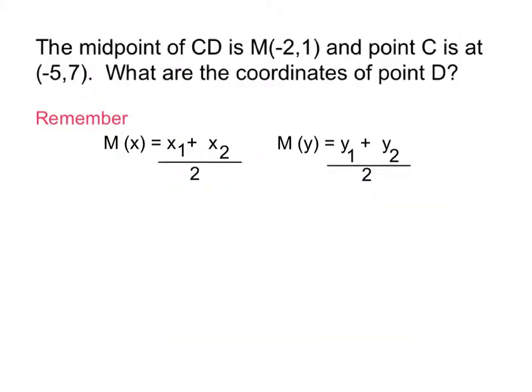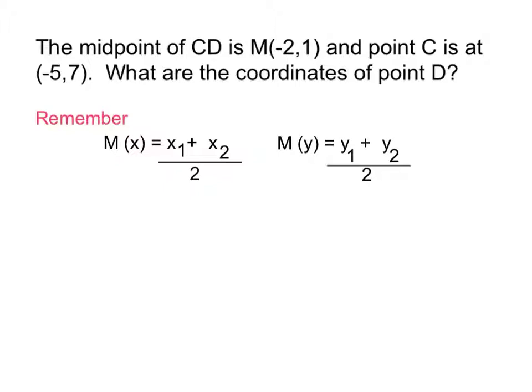Now, here's the same thing that we looked at with our number line. The midpoint of CD, we're given the midpoint and an endpoint. If we're given the midpoint and an endpoint, we just again have to work a little bit backwards to find our missing coordinate.